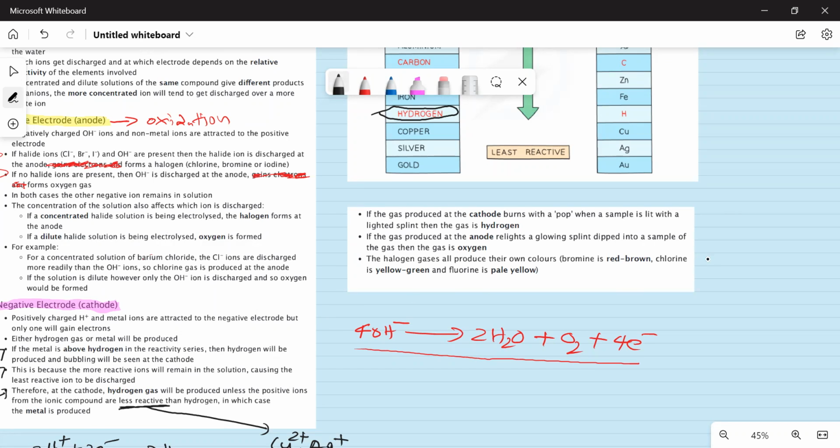Just remember: Br2 gas, brown. Cl2 gas is yellow-green, just say green color, is enough. And I2 gas is purple color. So please remember these three colors, very important. Sometimes they would ask you the color of the gas produced. So after electrolysis is done, these are some observations you would see.